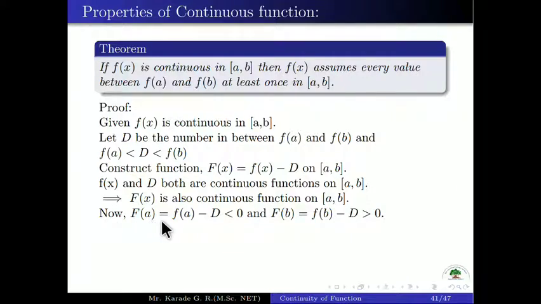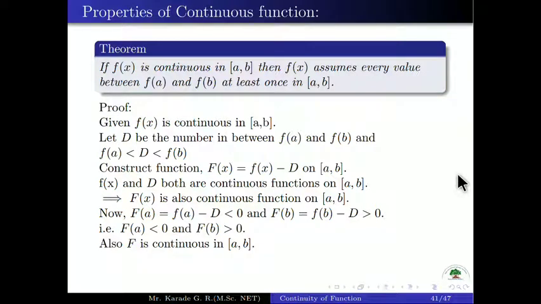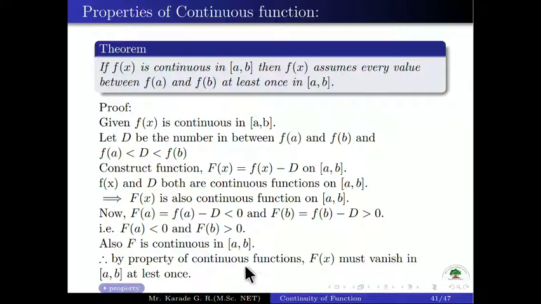Now, phi of a is equal to f of a minus d, which is less than 0, and phi of b is equal to f of b minus d, which is greater than 0. Assume that phi of a is less than 0 and phi of b is greater than 0. Also, phi is continuous in closed interval a comma b. So, by property of continuous function, phi of x must vanish in closed interval a comma b at least once.